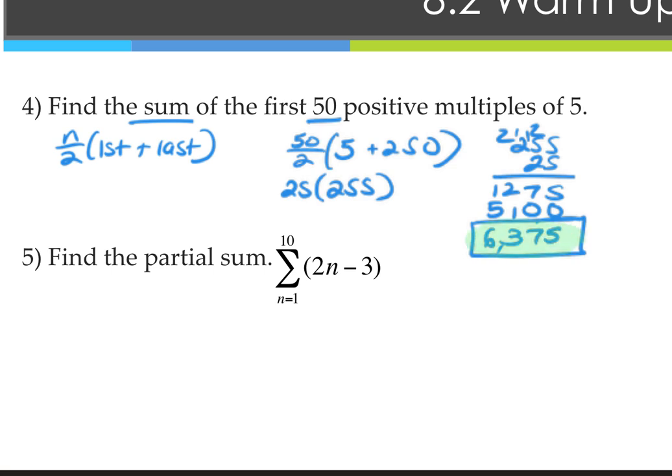6,375. And then 5 says find the partial sum. So I need to use the same formula, n over 2 times first plus last. But I don't really have any of that yet. I have to figure out n.